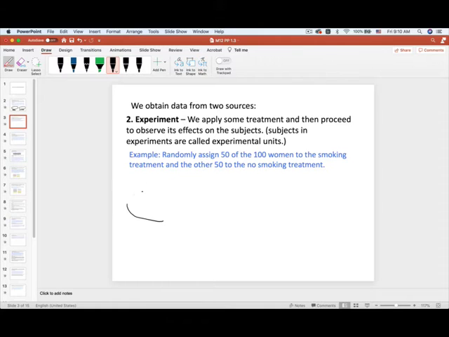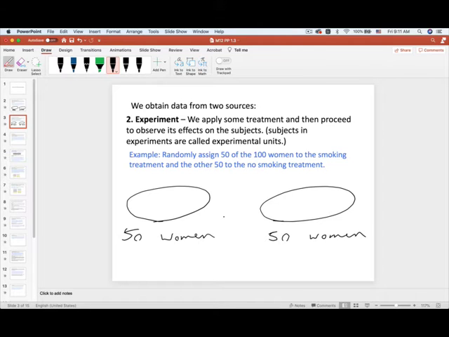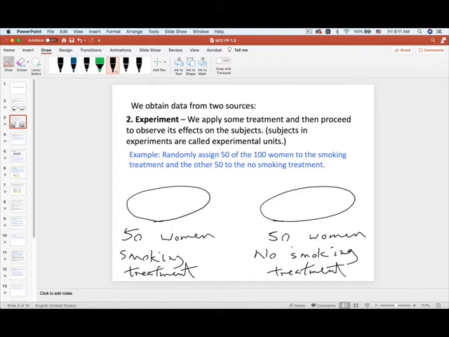Okay, experiment. So we have two groups of people. We randomly assign 50 women in this group, so 50 women here and 50 women here. For the first group, we're going to give them the smoking treatment. And for another group here, we're going to give them no smoking treatment. And we're going to compare the results for several years.